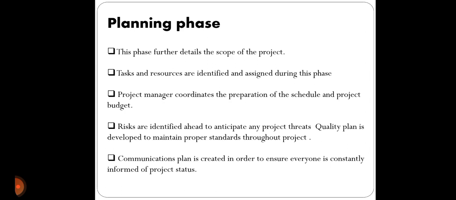At this phase, further details and the scope of the project are identified. Tasks and resources are identified and assigned to the proper people. The project manager coordinates the preparation of the schedule and project budget. Risks are identified. A quality plan is developed to maintain proper standards throughout the project. The risks they will face during this process are identified, along with a proper solution. A communication plan is created to ensure everyone is constantly informed of project status. Communication is very necessary to keep everyone updated about where the project stands now.